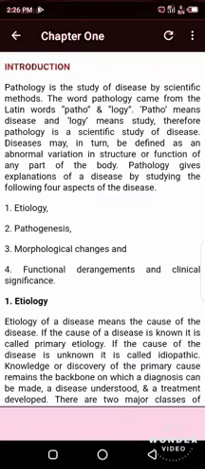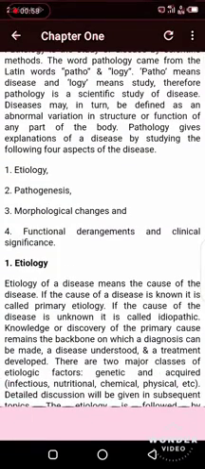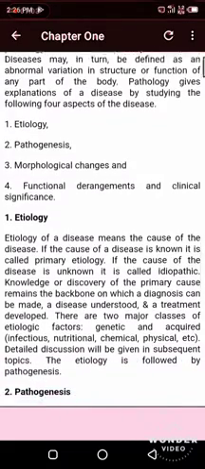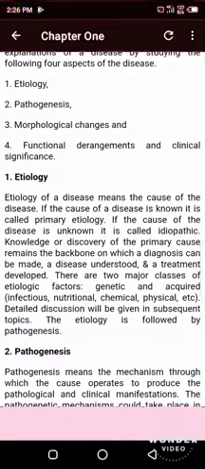So pathology gives us an explanation of a disease by studying the following four aspects of disease: etiology, pathogenesis, morphological changes, functional derangement, and clinical significance. So, dear ladies and gentlemen, we are coming to discuss etiology. Etiology is the study of the cause of disease. If the cause of a disease is known, it is called primary etiology. If the cause of the disease is not known, it is called idiopathic.